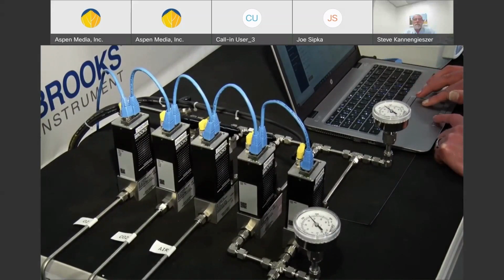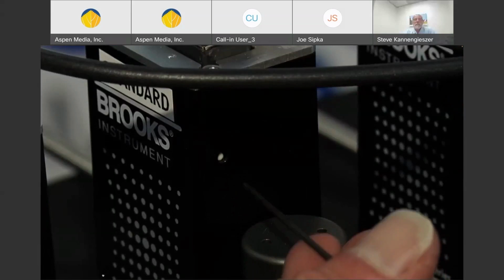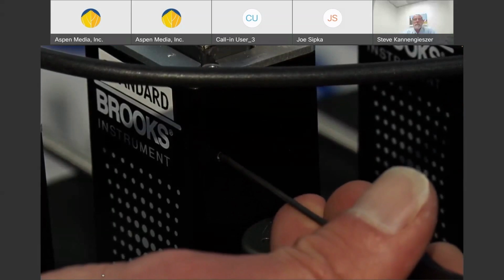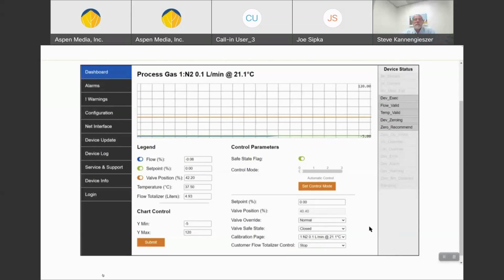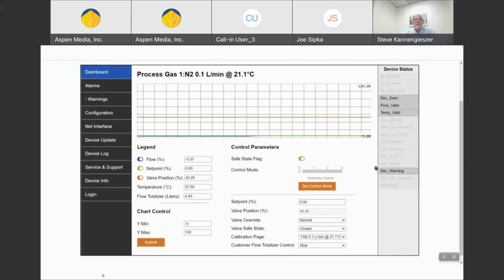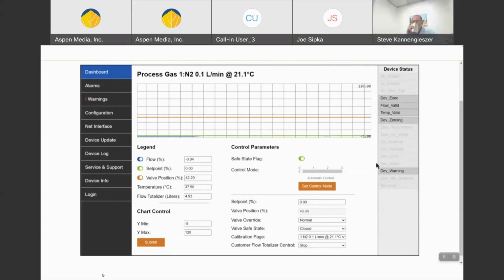Zeroing can occur by communicating through the PLC, but in this case, I'm going to briefly depress the zero button on the side of the device for about 2 seconds. As you can see on the web interface screen, the MFC zero has now improved from roughly 2% offset to roughly zero. It's important to note that when there is a significant zero offset, a single zero operation may not be sufficient to achieve the desired accuracy.